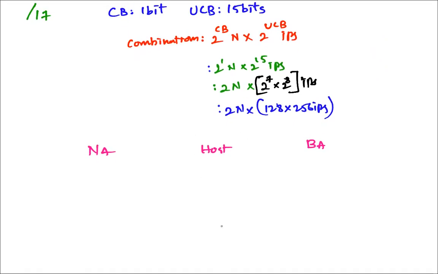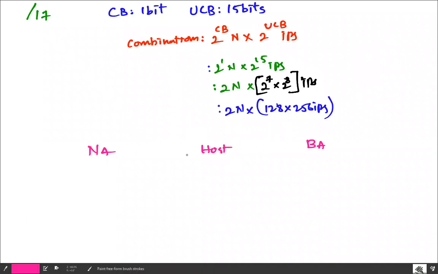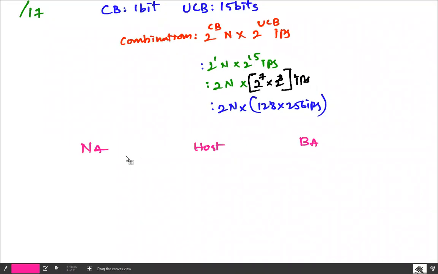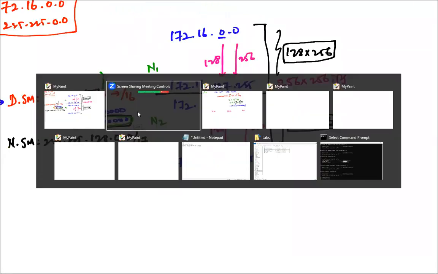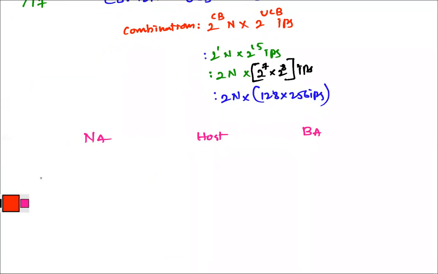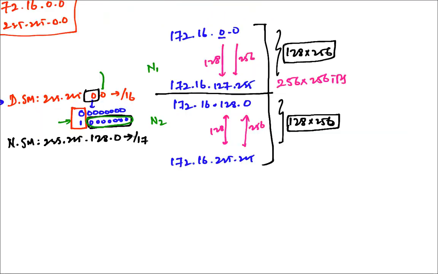So we'll try to write it. Just give me a minute. Now, what is the network address space? We're going to have two networks, right? So this is network number 1, network number 2. What is the network address? We take this, and this is the network address of the first network. This is the broadcast IP address of the first network, right?